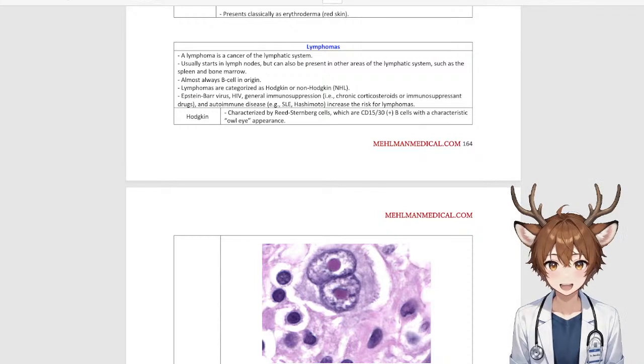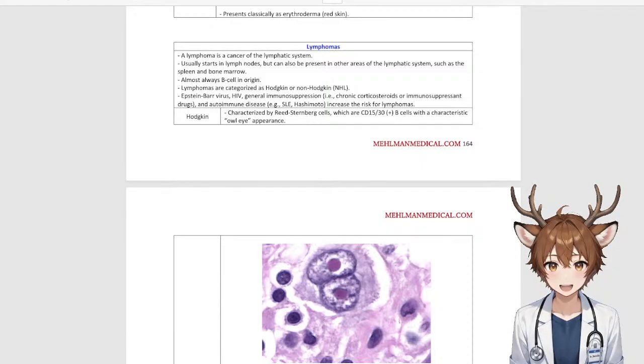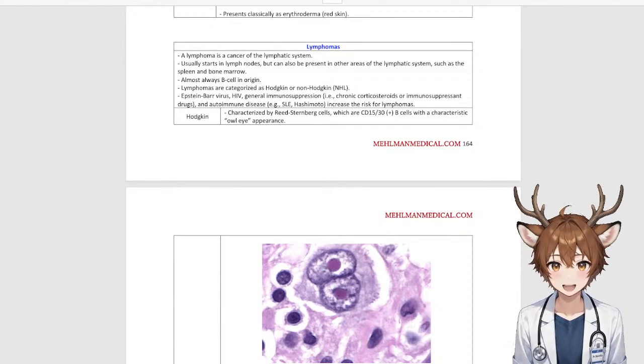Epstein-Barr virus, HIV, general immunosuppression, that is to say, chronic corticosteroids or immunosuppressant drugs, and autoimmune disease, that is to say, lupus, Hashimoto, increase the risk of lymphomas.